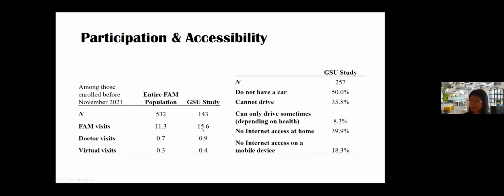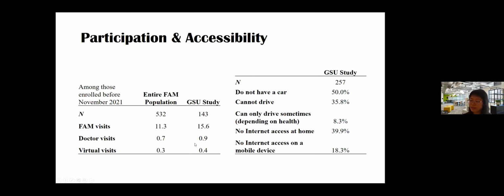If you compare these measures, those who signed up for the GSU study actually have somewhat higher levels of participation than the overall food as medicine population. They have more food as medicine visits, and a little more doctor visits and virtual visits. It's worth mentioning that for doctor visits and virtual visits, these numbers are also way lower than what we expect to see. Again, these are very sick patients with uncontrolled diabetes or hypertension, so they should be following up with doctors every 3 months or so. But it turns out that over a year, the average number of visits is below 1. So not even every patient is coming in during a 1 year period.